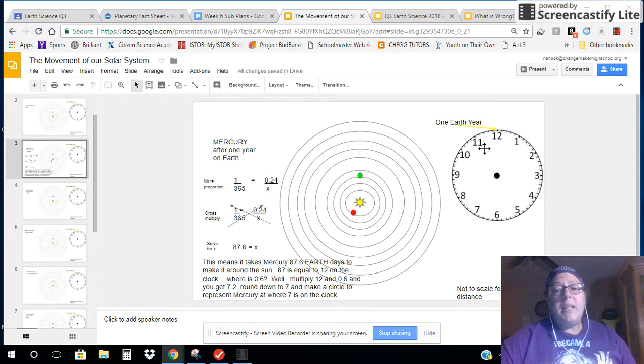87 is equal to the 12 on this clock over here. So 87 times it's going to reach that 12. It has gone around the sun that many times. So you have to deal with the 0.6. That is what is important here. So you're going to take that 0.6 and you're going to multiply it by 12 to find out where it ends up on this clock.